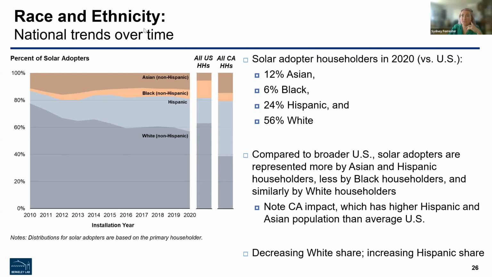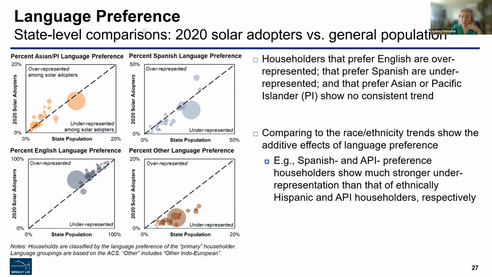And so now we shift into language preference of the householder as well. And these figures are also formatted similarly. And so what's pretty interesting is that a lot of this is consistent with the race and ethnicity trends. However, there are some pretty interesting nuances. So you can see that householders that prefer English are overrepresented and those that prefer Spanish are underrepresented. But before, with race and ethnicity, those who were ethnically Asian or Pacific Islander were overrepresented. However, here, there's no real consistent trend.